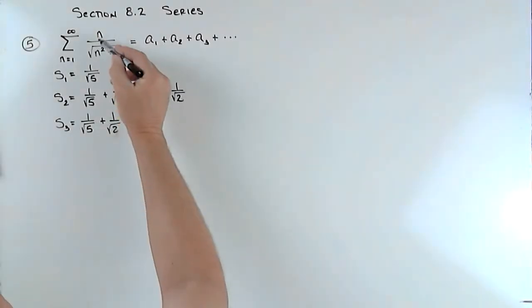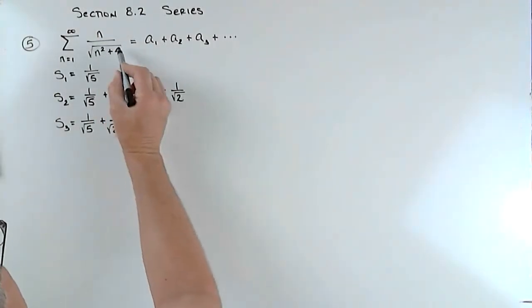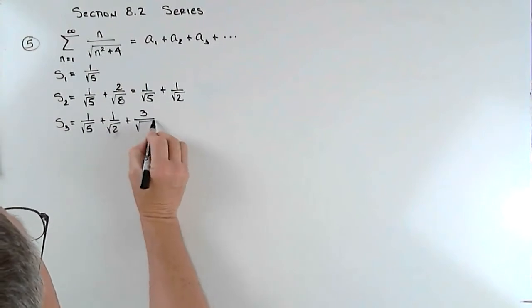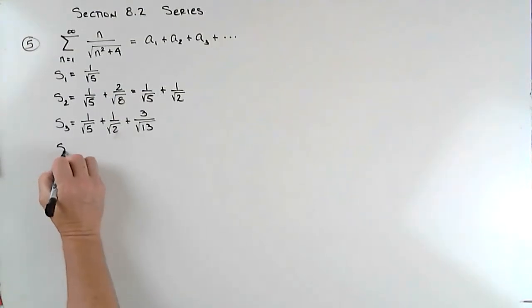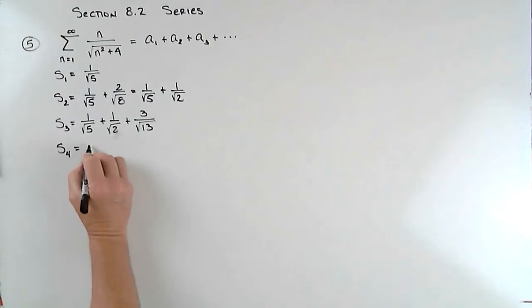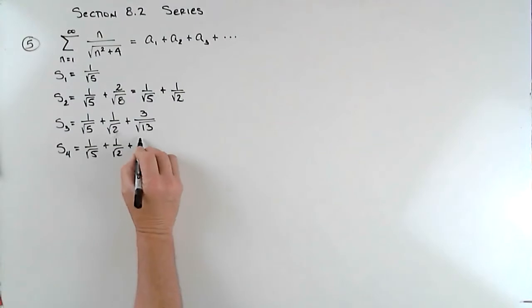Plus we get by plugging in 3. So that would be 3 divided by 3 squared is 9. 9 plus 4 is 13. So we would have the root of 13 here. And of course, we would use our calculator to work them out. S sub 4, we'll go ahead and do S sub 4. That would be 1 over root 5 plus 1 over root 2 plus 3 over root 13.